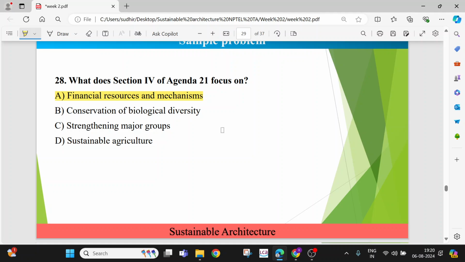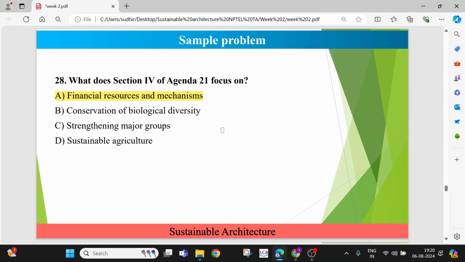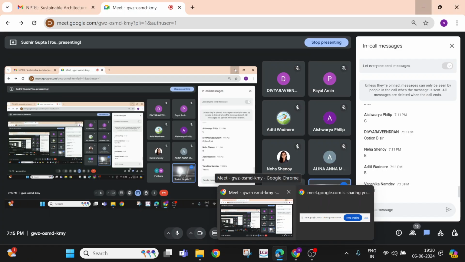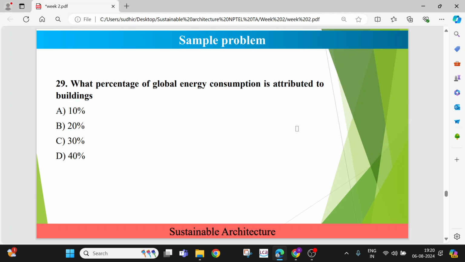This answer A. So can we move to the next question, that is question number 29? Yes, sir. Okay, thank you for your response. So this is question number 29. 14%.